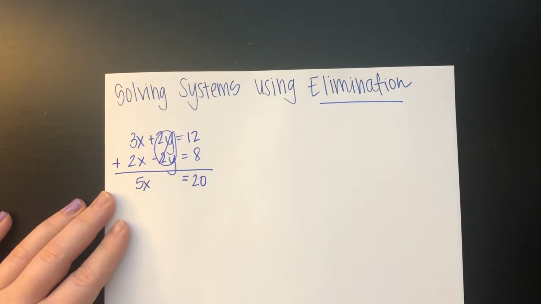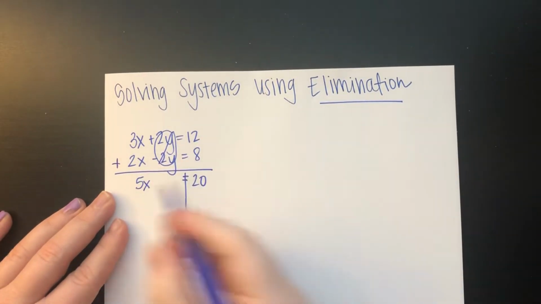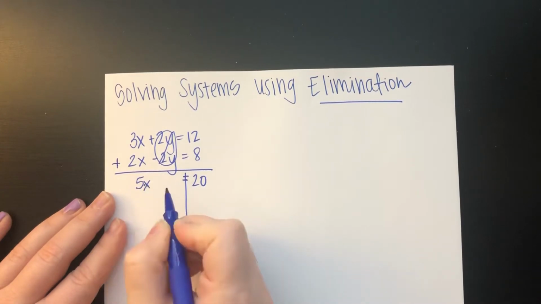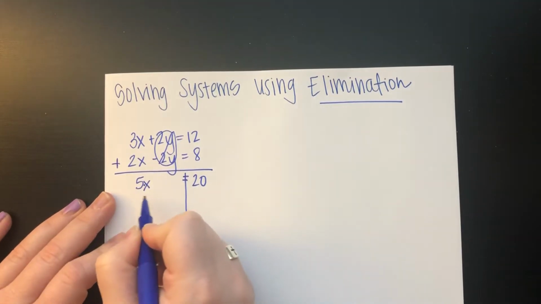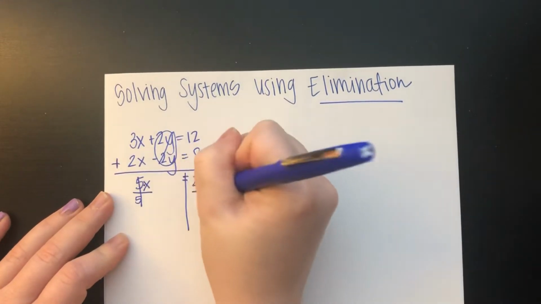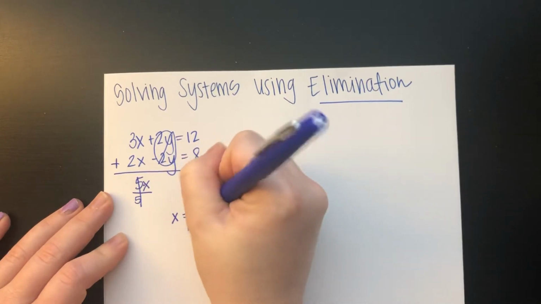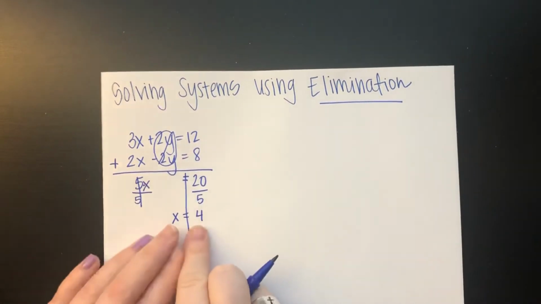So from here, we just need to solve for what our x is. So I'm going to draw the line. I know the 5 and the x are being held together by multiplication. The opposite of multiplication is division. So we divide by 5 and divide by 5. 20 divided by 5 is 4. So I know that x equals 4.